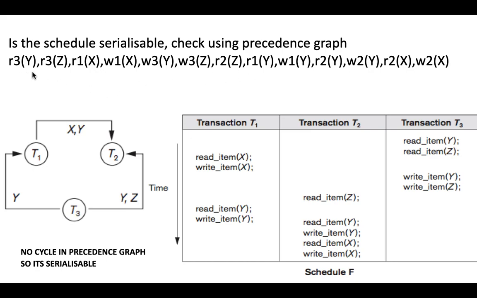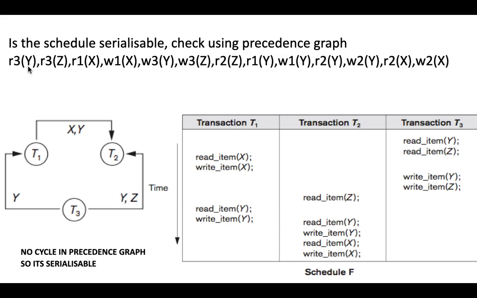Before that, in the schedule, we need to identify how many transactions are involved. There is R3 in this, so 3 transactions would be involved anyhow. 1 is there, 2 is there, so 1, 2 and 3. So there are 3 transactions involved. In the precedence graph, we will be constructing 3 nodes, T1, T2, T3. So there will be 3 nodes in the precedence graph, and in the table there will be 3 columns, T1, T2 and T3.